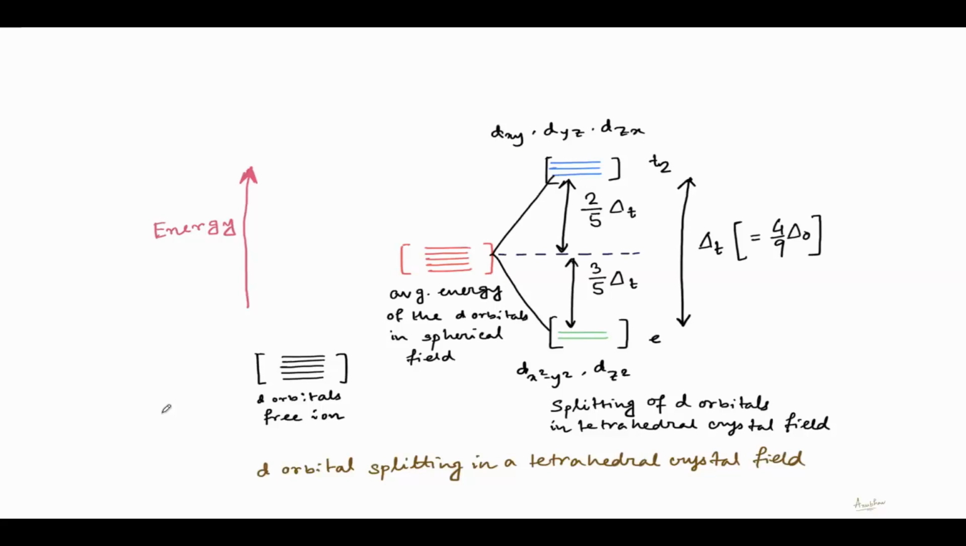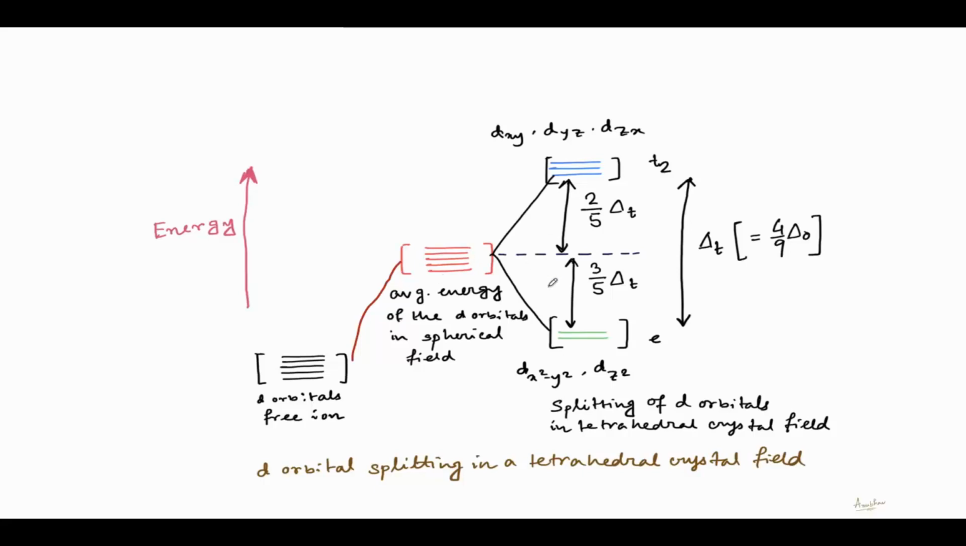In case of the tetrahedral coordination entity, the d orbital splitting is actually inverted. It is opposite, and the splitting is also smaller compared to the octahedral splitting. If we start from the beginning, it is quite easy to understand. Here the d orbitals of the free metal ion are there. Now, in a spherical field, the average energy is going upwards. This is the average energy of the d orbitals in a spherical field. Now we have this barycenter over here.